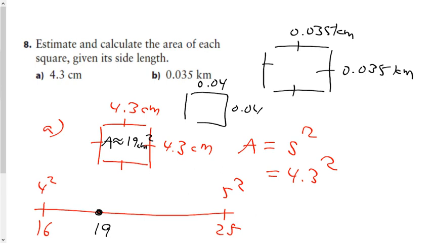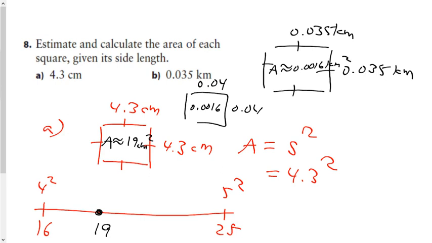Close. 0.0016 square kilometers would be that. So based on the fact that 0.035 is pretty close to 0.04, I'm going to make the assumption that this has to be a little bit less than that, but I'm going to say the area is going to be approximately equal to 0.0016 kilometers squared.